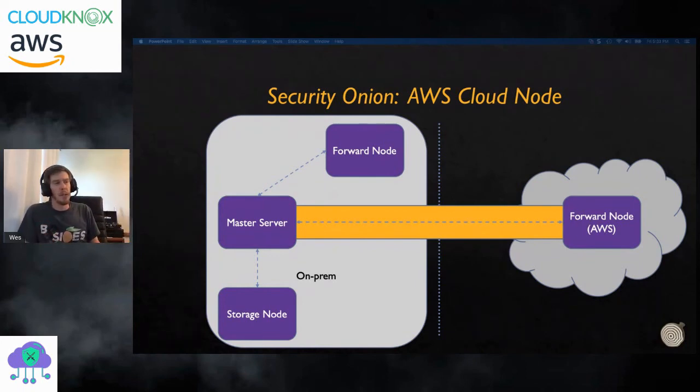So what's going to happen in this case is you're going to send your forward node, or you're going to have it in AWS. It's going to be collecting that traffic from the mirror session. And then your master server is going to be connected up to that. So you could have an on-premise master server. You don't necessarily have to deploy all of security in the cloud. You could have another on-premises forward node, right?